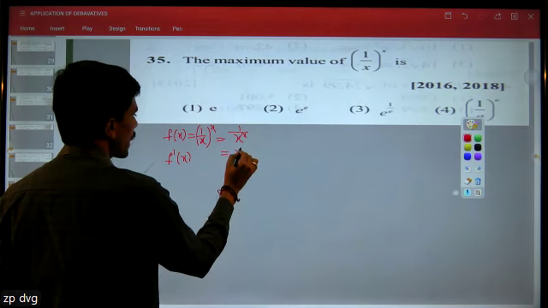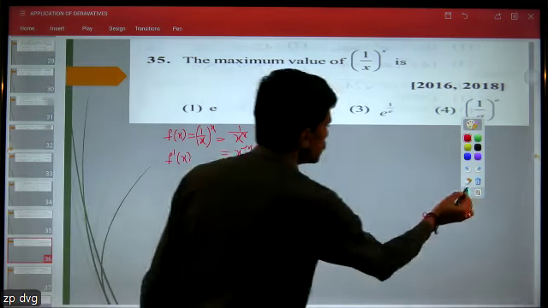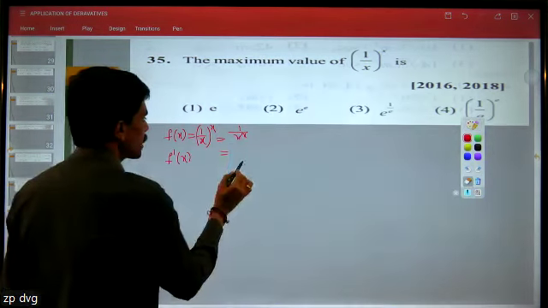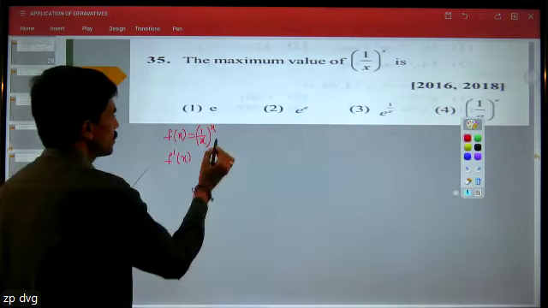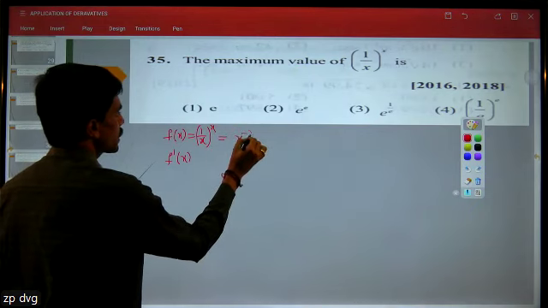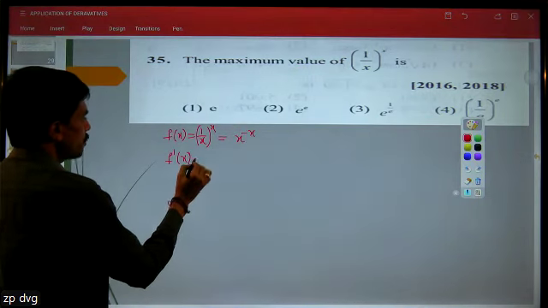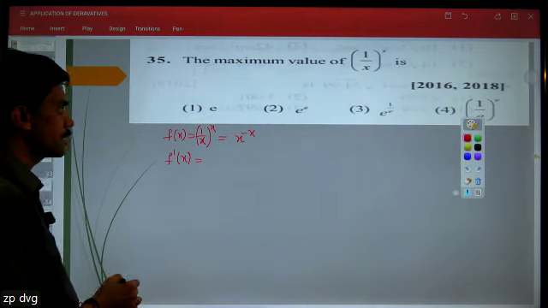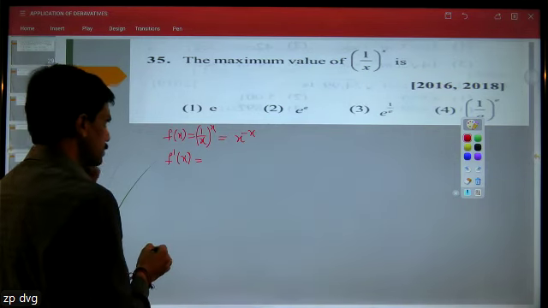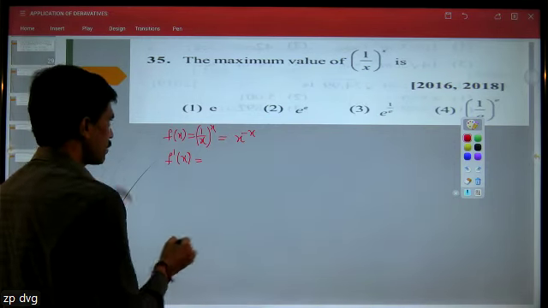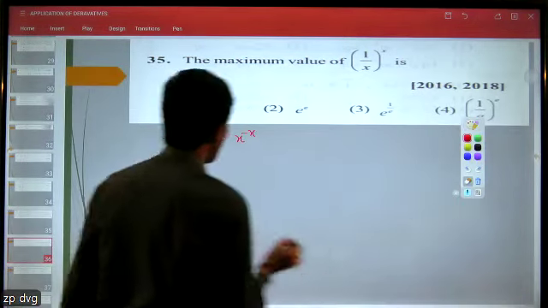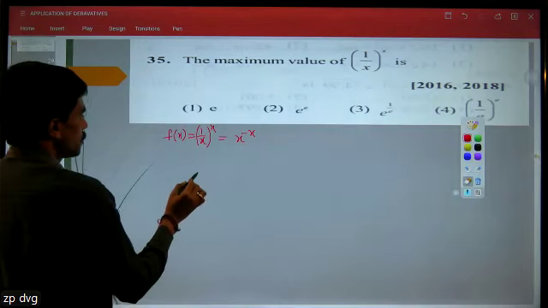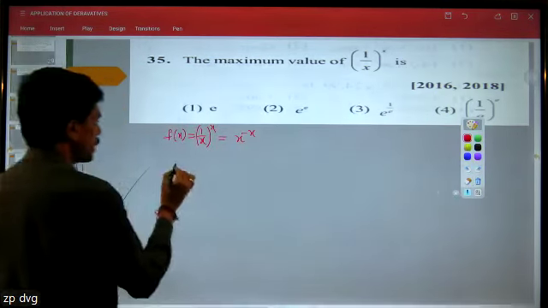Again, it can be written as x power minus x. So you have to differentiate x power minus x here, by logarithmic differentiation. So apply log on both sides. So f dash of x we have to find. So here we have to apply log on both sides.